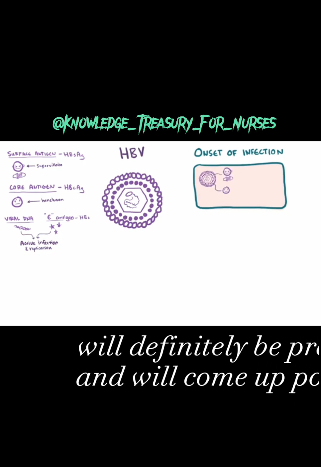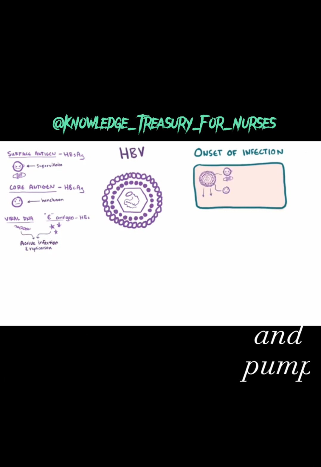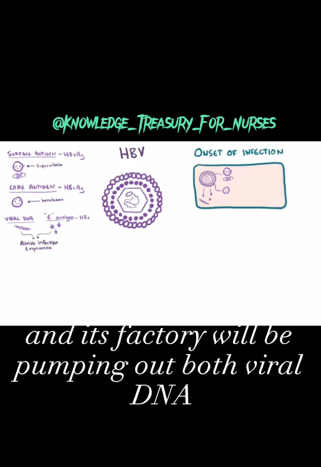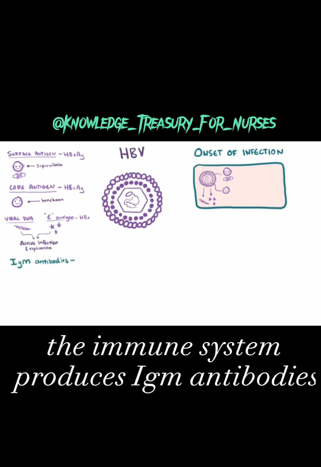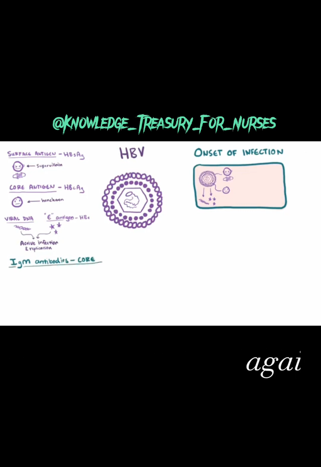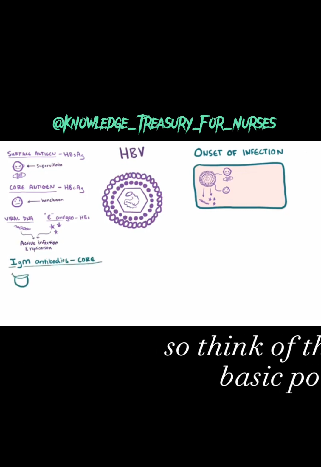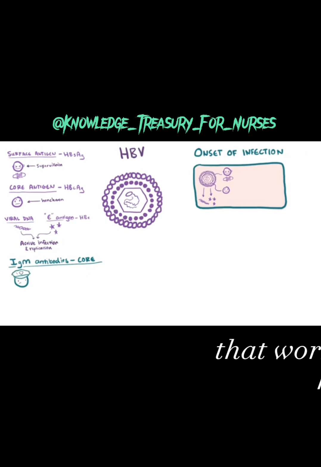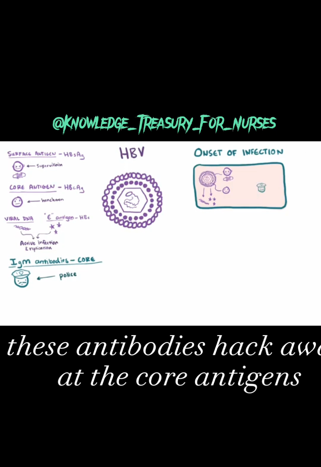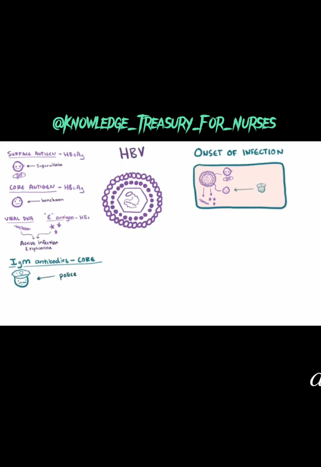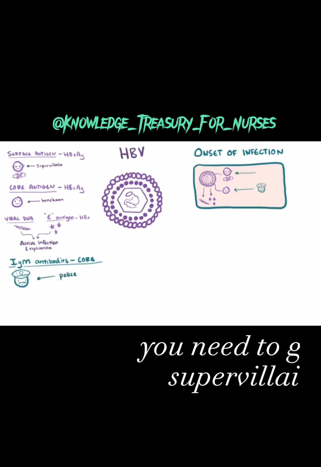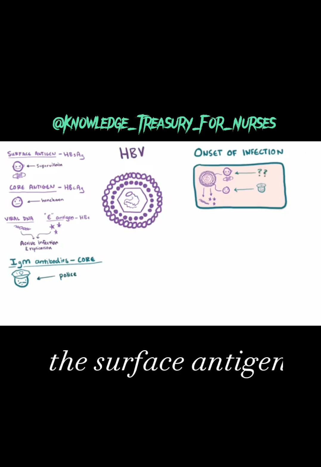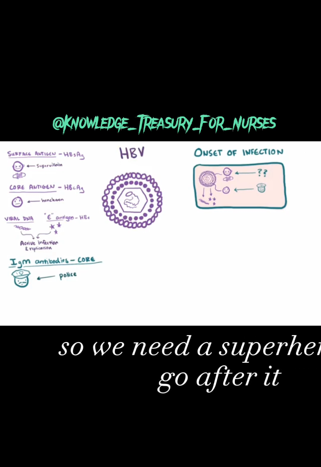Alright, so at the onset of infection, during the acute phase, our surface antigen supervillain will definitely be present and will come up positive, and its factory will be pumping out both viral DNA and E antigen. At this point, the immune system produces IgM antibodies against the core antigens, against the henchmen. So think of these like your basic police force that work against the core henchmen. These antibodies hack away at the core antigens, and they really try their hardest, but in order to actually defeat this villain, this virus, you need to go for the supervillain, right? The surface antigen. So we need a superhero to go after it.